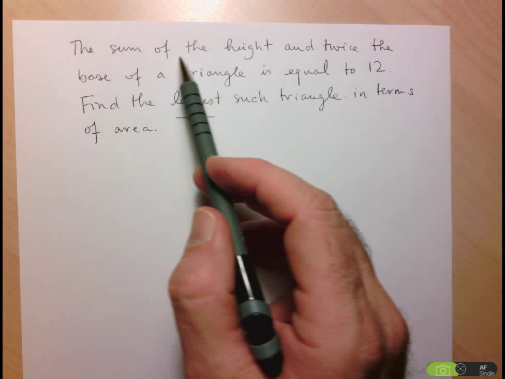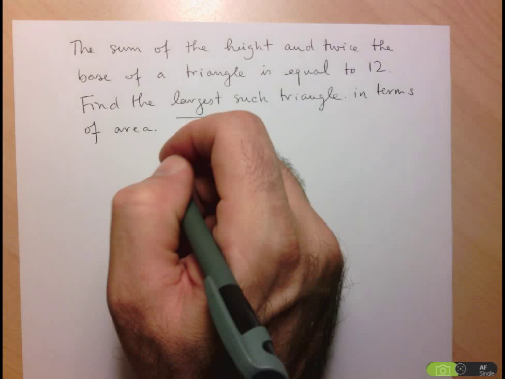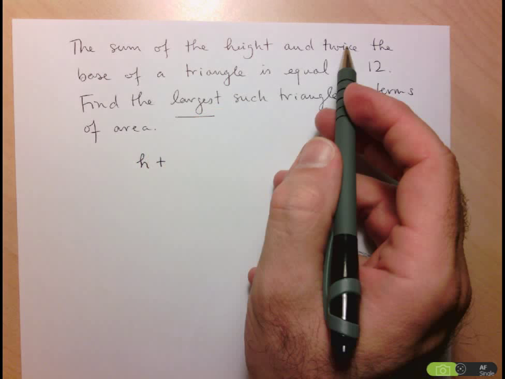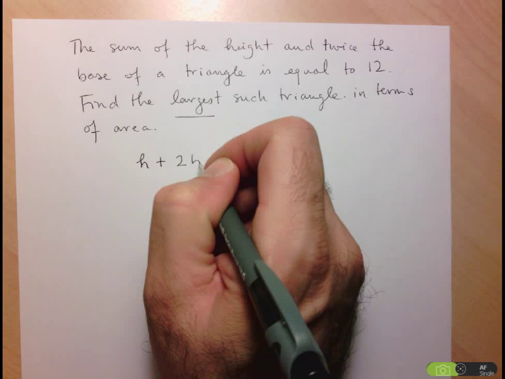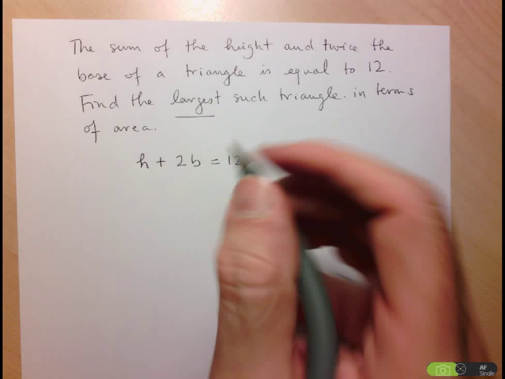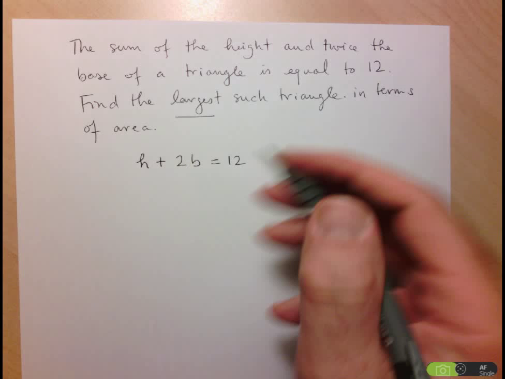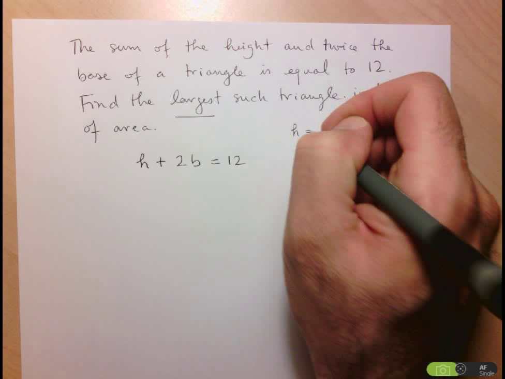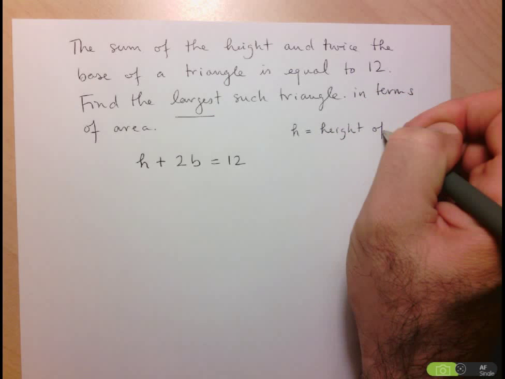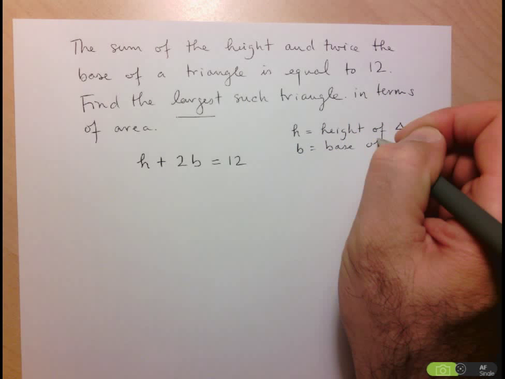So let's see if we can take this line here and translate it into an equation. So here they're saying the sum, so I'm going to be adding two things, of the height. So I'm adding the height plus twice the base. Okay, and that has to be equal to 12. Okay, so I write down my equation, but I also need to indicate what these variables represent. So here I should indicate that the height is equal to h, so height of triangle, and here the b will represent the base of the triangle.